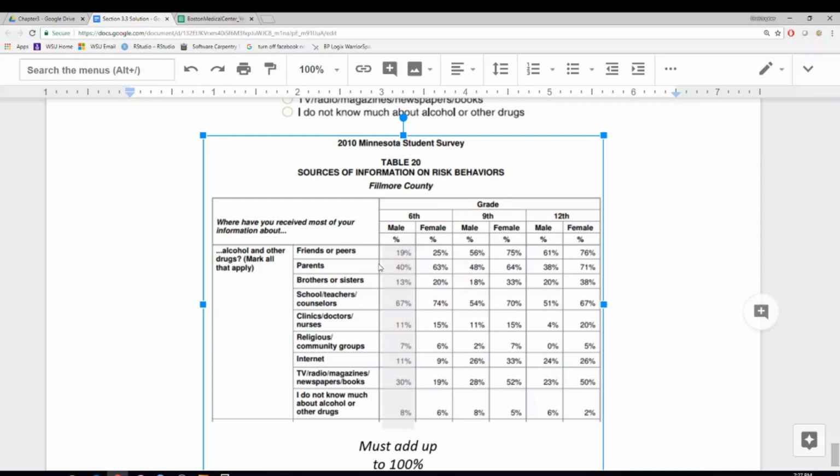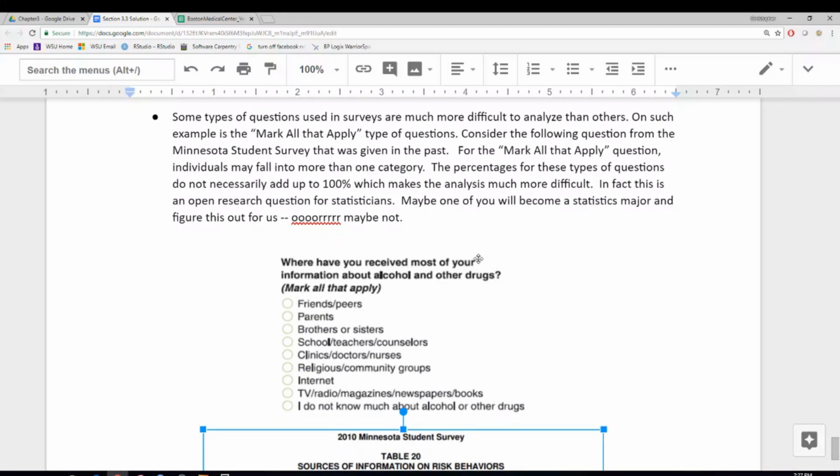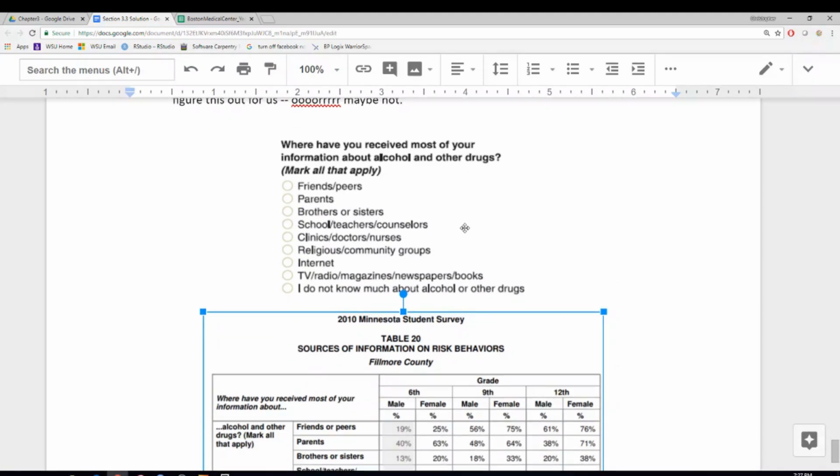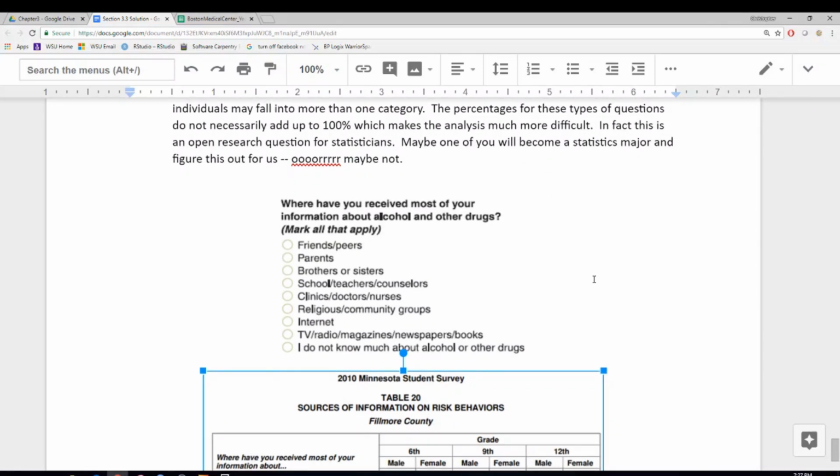Actually, we do not have a real good process for analyzing outcomes from a mark all that apply type question. This is a particular question that's really difficult to analyze for us statisticians. Now, maybe one of you will become a statistics major and figure this out for us. Or maybe not. But just realize that those questions cannot be analyzed using our standard procedures.